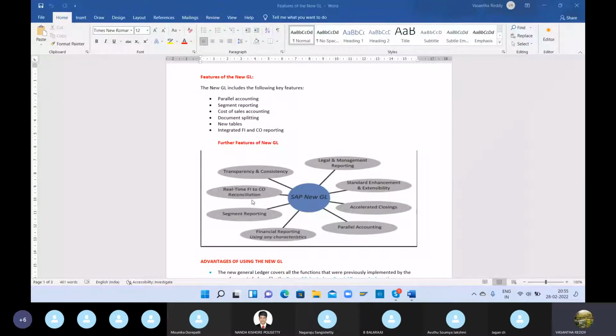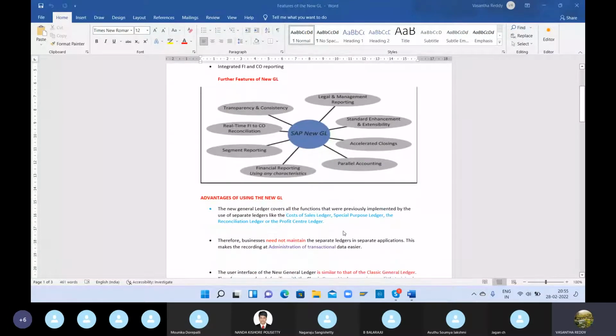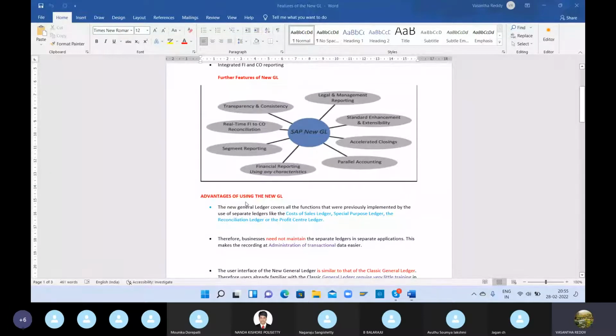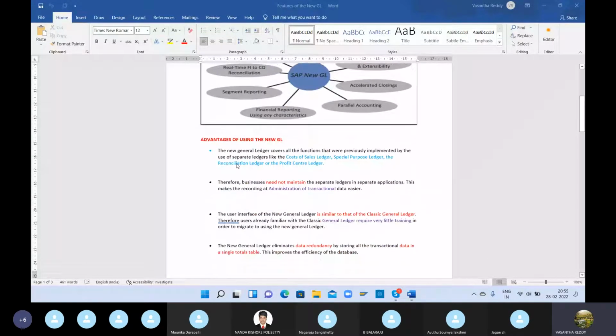Moreover, in the new GL account, we can mostly use it for parallel accounting, with the leading ledger and non-leading ledgers. The advantage of the new GL account is that the new general ledger covers all the functions that were previously implemented by separate ledgers like the cost of sales ledger, special purpose ledgers, reconciliation ledger or the profit center ledger. This is the main advantage of the new GL account.